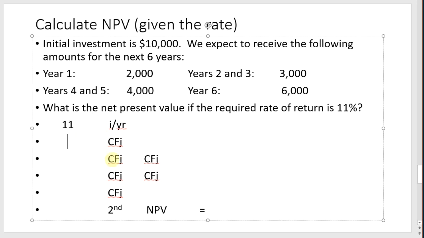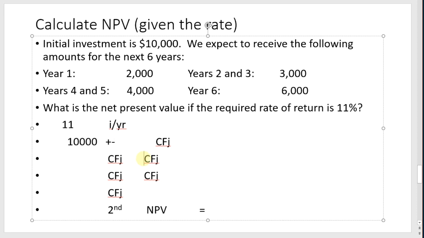Now, the first number we have is the 10,000 outflow. So I'm going to make sure I hit that plus minus key to turn that into a negative number for a cash outflow. So you do that, and then you hit your cash flow key. So watch what happens when you hit your cash flow key. It flashes CF0. So that told you that's today's amount.